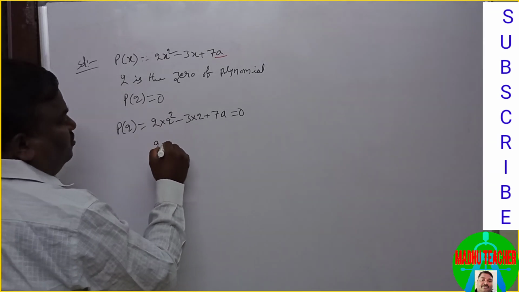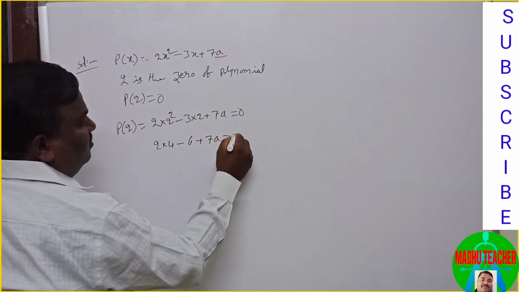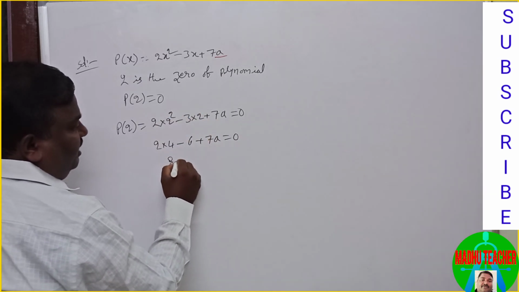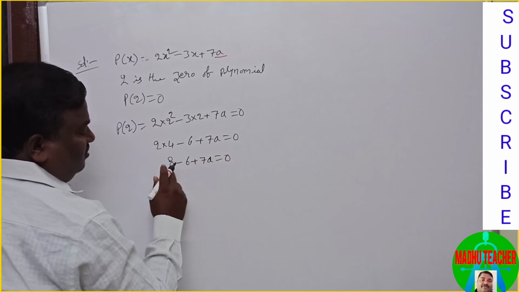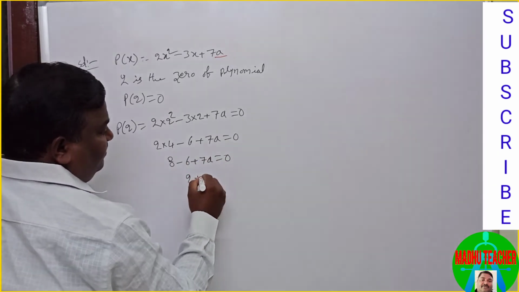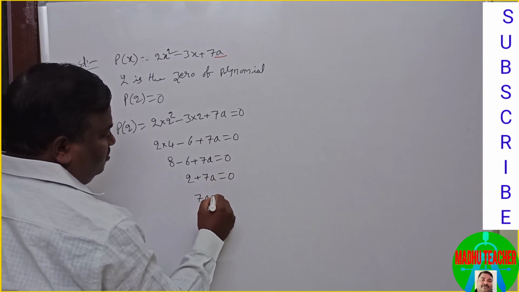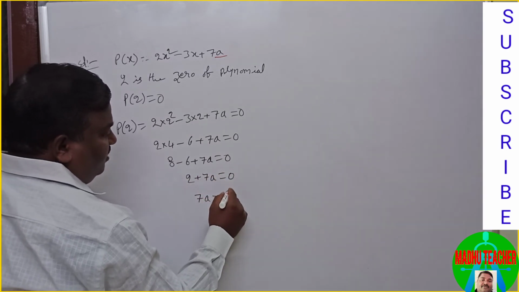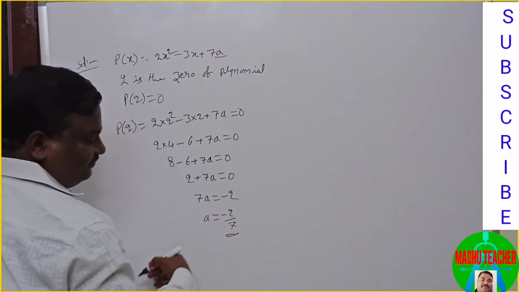So 2 into 2 square is 4, minus 3 twos are 6, plus 7a equal to 0. 2 fours are 8, minus 6, plus 7a equal to 0. 8 minus 6 is 2, plus 7a equal to 0. 7a equal to minus 2. a equal to minus 2 by 7.